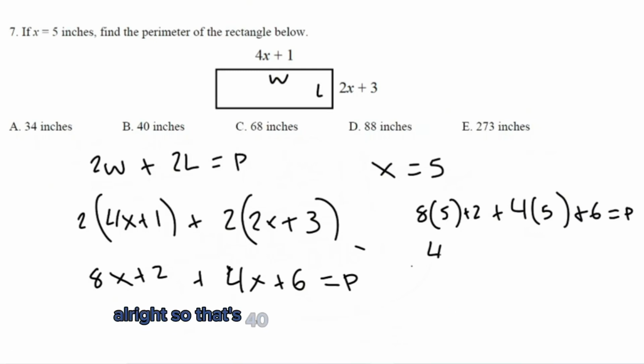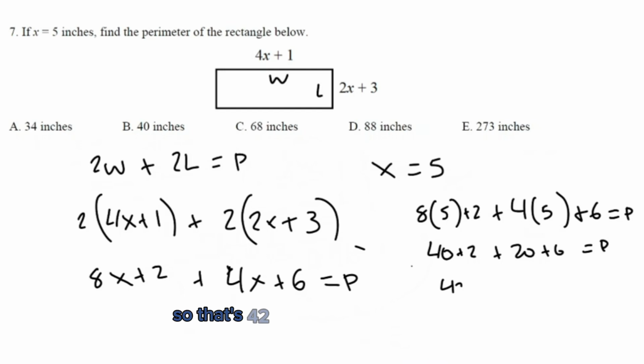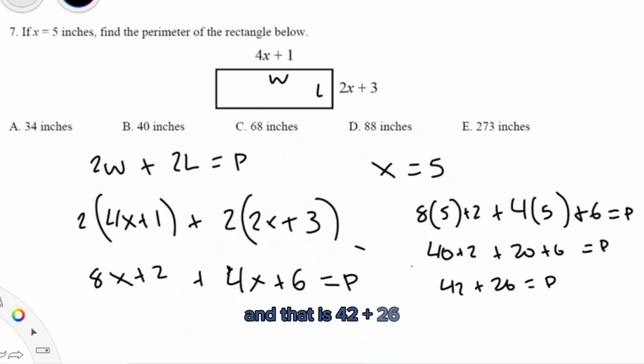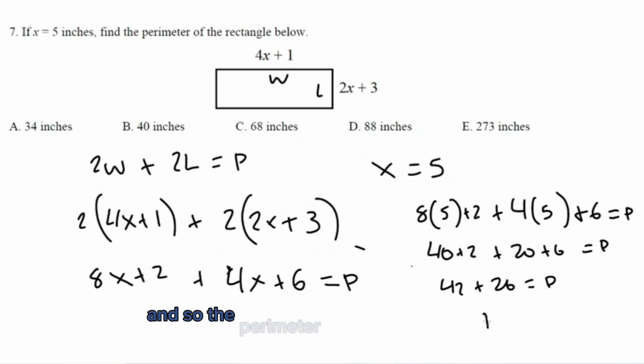Alright, so that's 40 plus 2 plus 20 plus 6 equals the perimeter. So that's 42 plus 26 equals the perimeter. And that is 68. So the perimeter is equal to 68 inches.